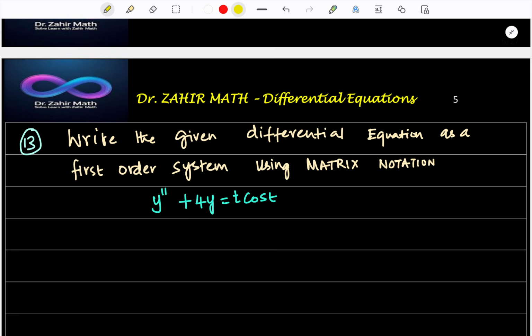What we are going to do? Using matrix notation. Keep in your mind. Okay. Right. So we are going to start this one. Let me read the question.